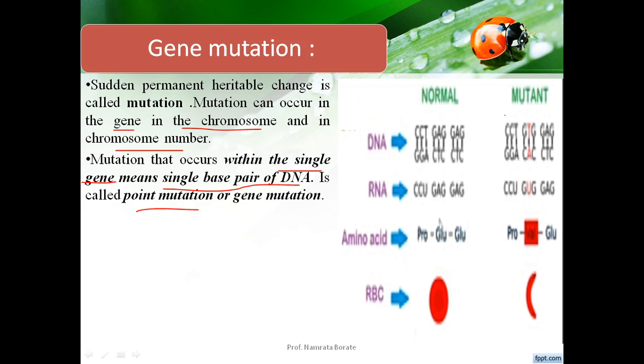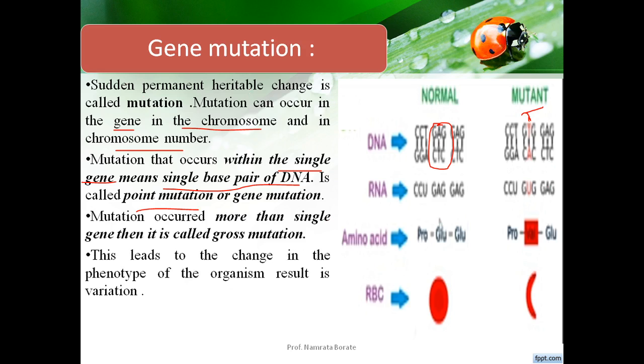You can see here in the normal DNA, there is the presence of nitrogen bases GAG. But if a mutation occurs in a single nitrogen base pair, instead of the normal base, there is a different nitrogen base observed, that is T. If this T, thymine, is paired with adenine due to the change, that is a mutation which occurred in a single base pair. That's called the gene mutation, or the point mutation.